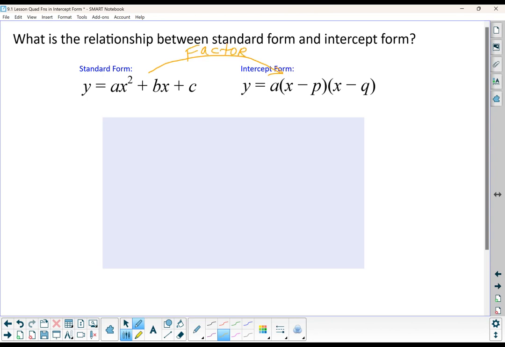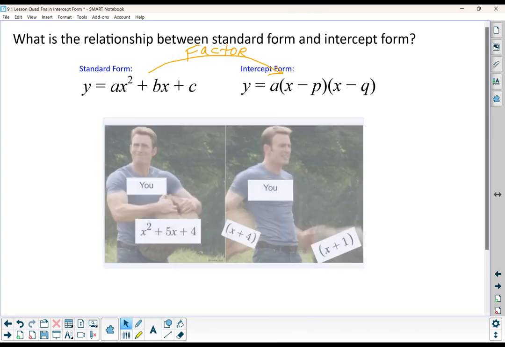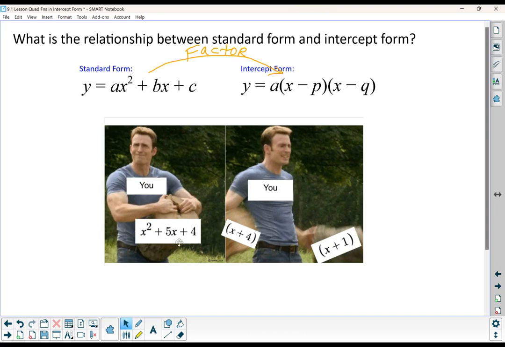And if you have intercept form and you want standard form, wait, I forgot to show you my meme. There you go. From standard form to intercept form, you factor. And sometimes we have intercept form and want standard form. In that case, it's really just multiplying, or distributing, if you want to think of it as distributing, which is just multiplication.